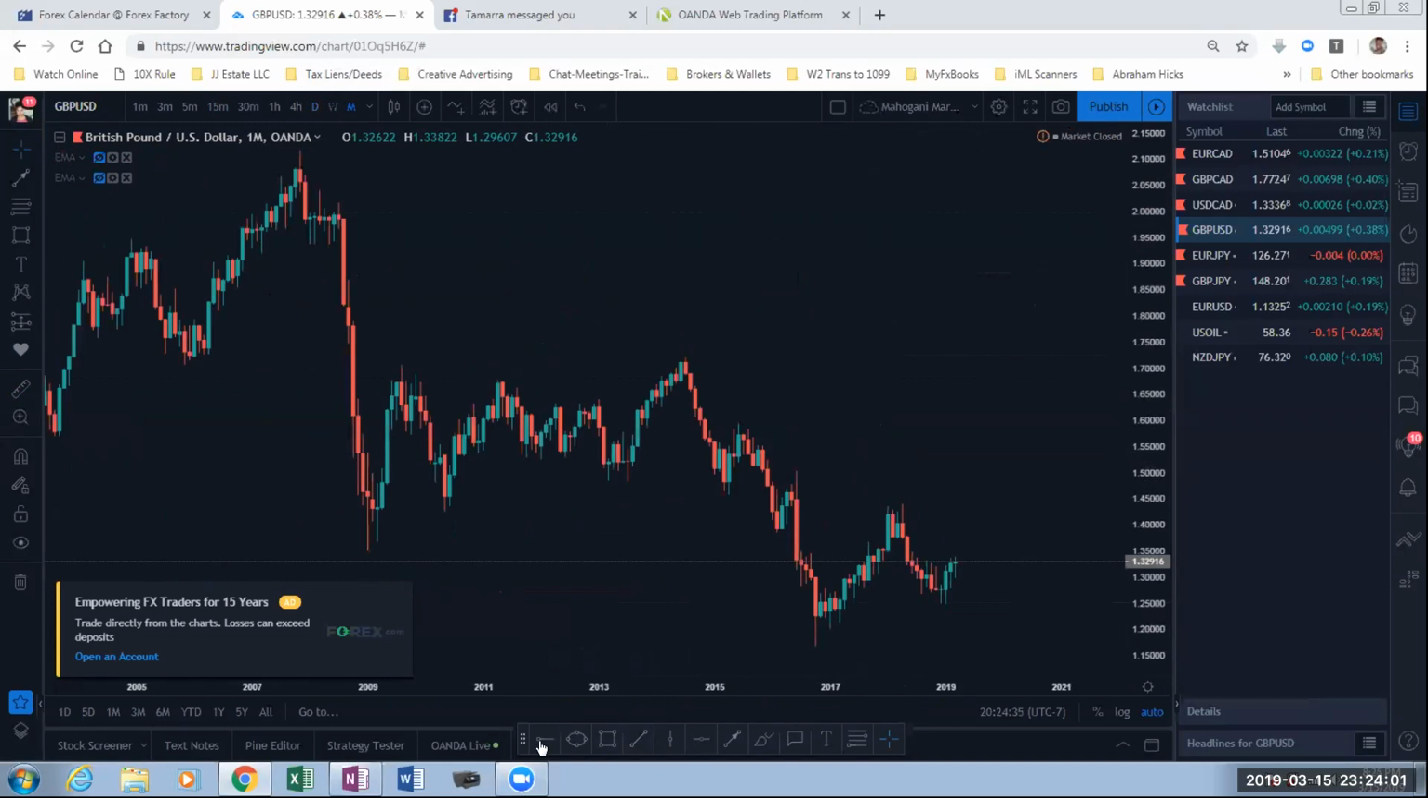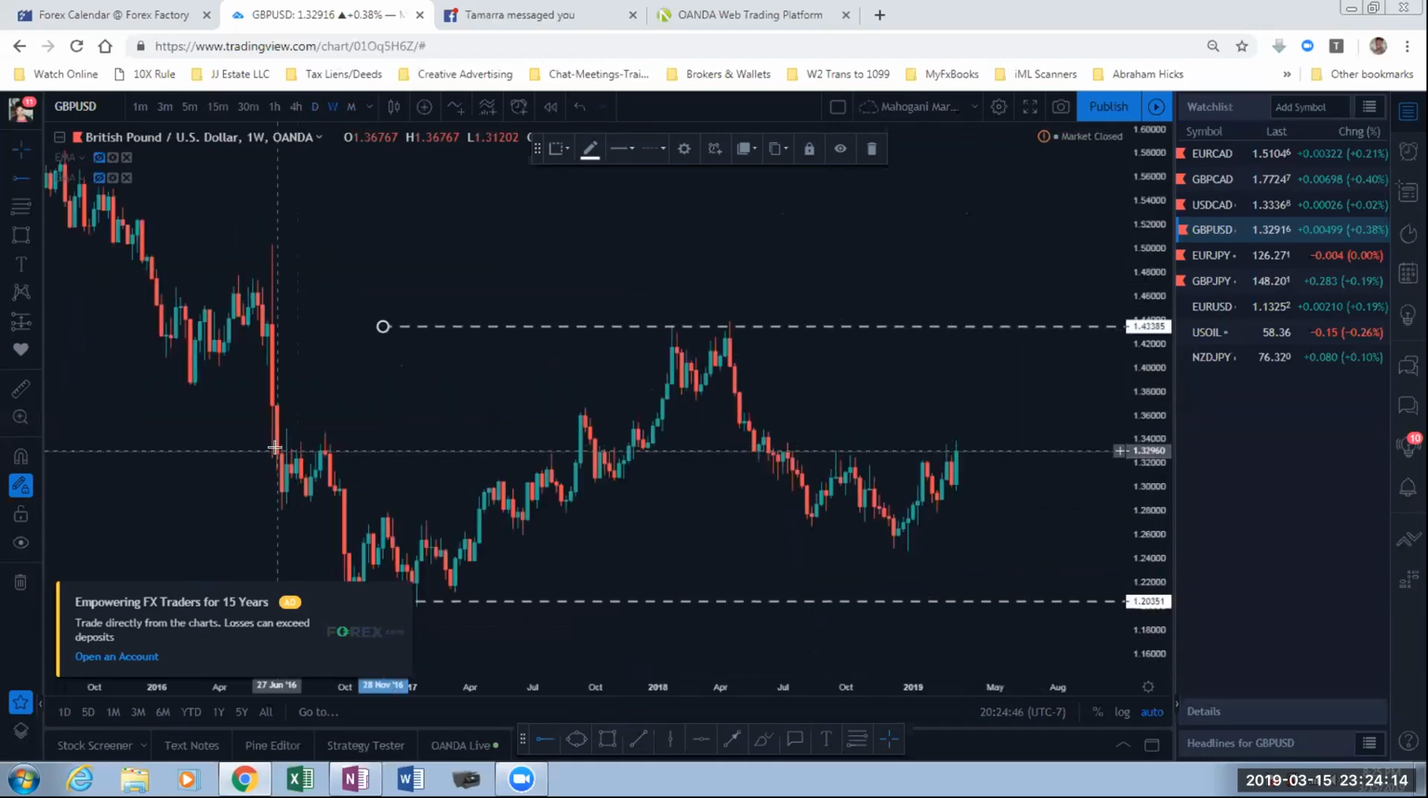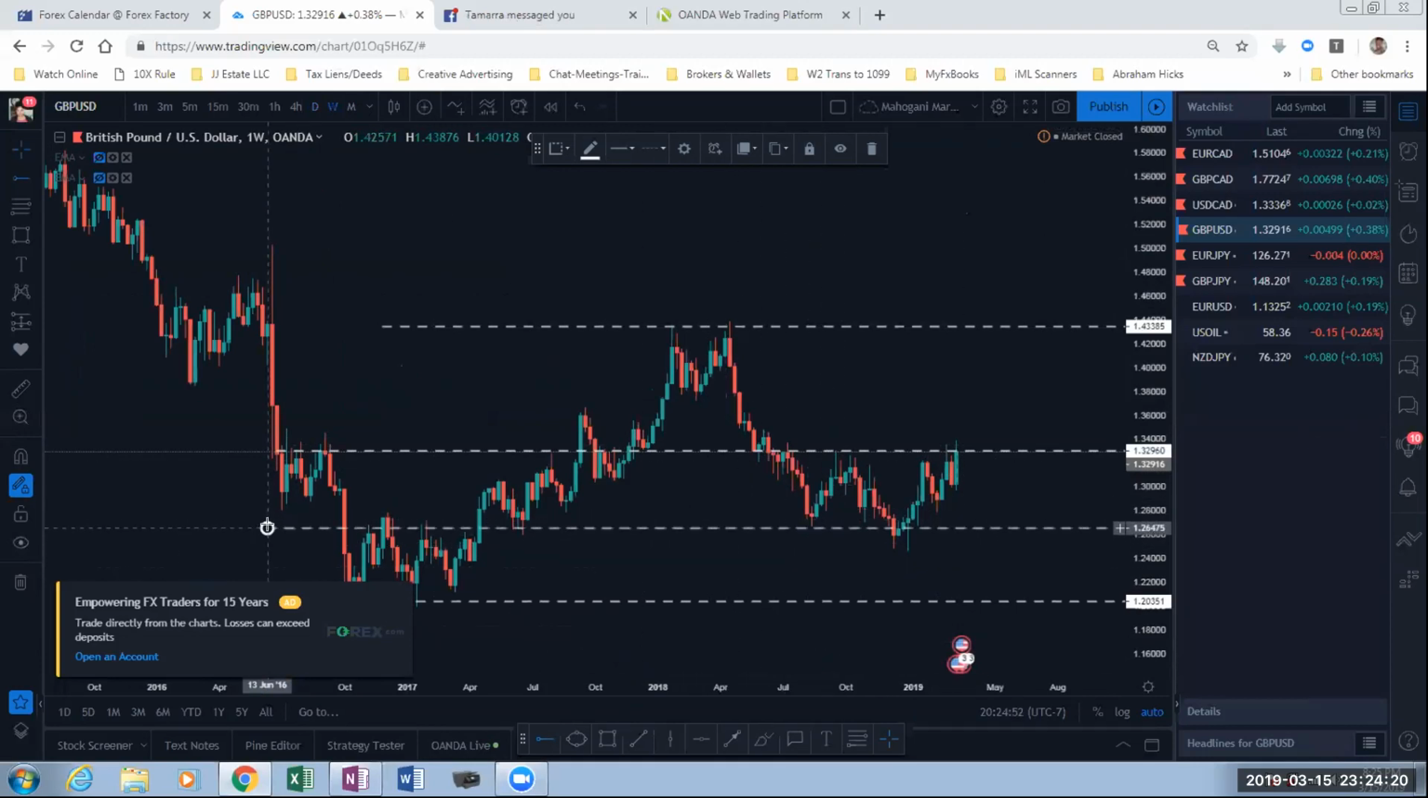I can just simply put this little horizontal ray. I'll put it there, and then I'll put the horizontal ray right here. Go to my weekly chart. I see that maybe my horizontal ray needs to be right there. When I look at this, I see that market was really bouncing off of this area. And then maybe it may continue to bounce up in here, but up and down.